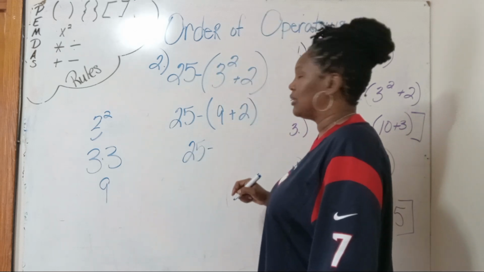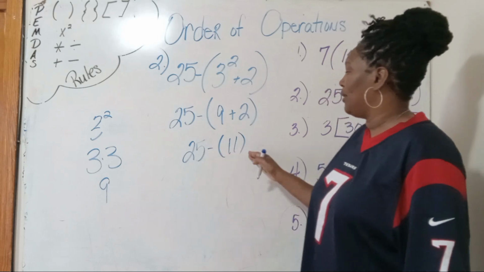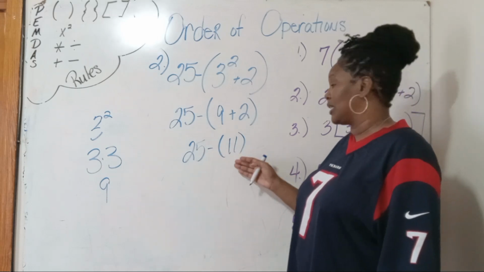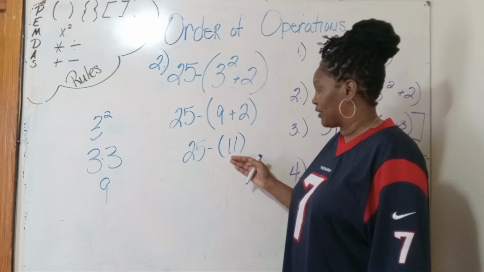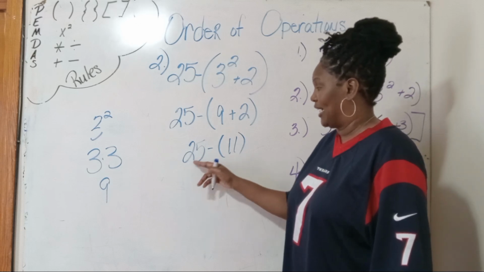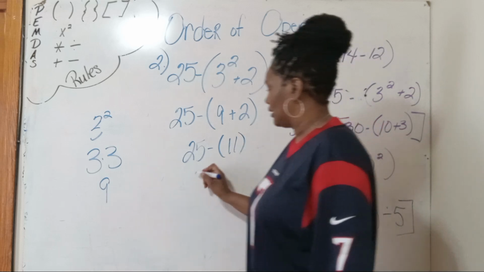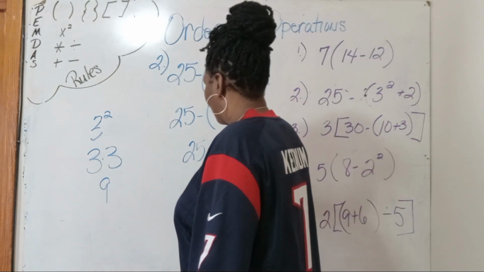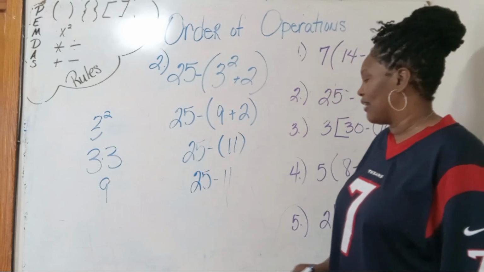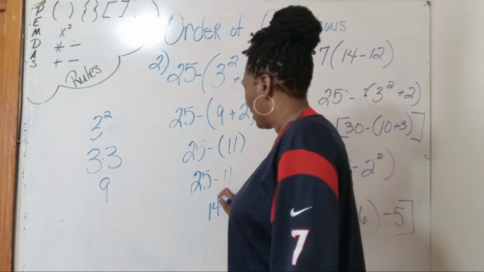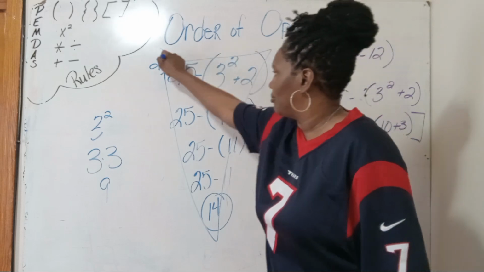9 plus 2 is what? 11. Now look, we don't have any more numbers in the parentheses. So I can take the 11 out of the parentheses because this 25 is not touching. These parentheses are by a sign, so I can just take this out of the parentheses. So what this is saying is 25 minus 11. 25 minus 11 is 14. That's my answer. I'm circling it. I made my Dorito chip.